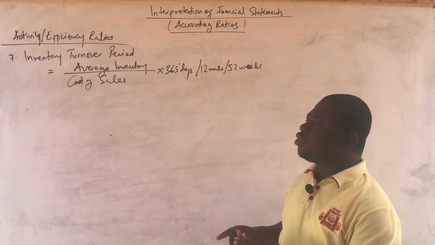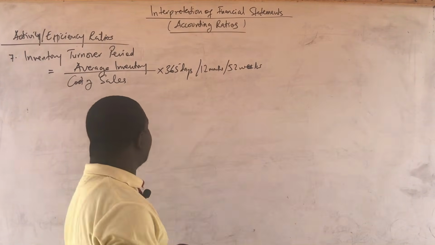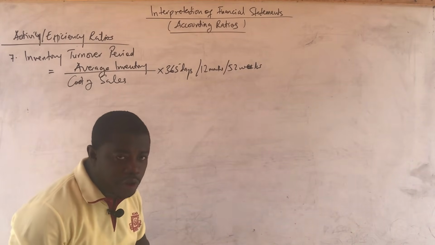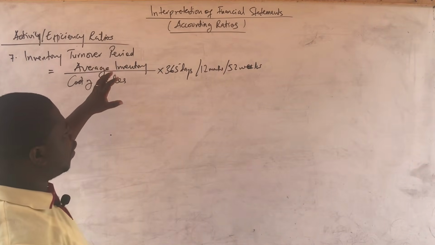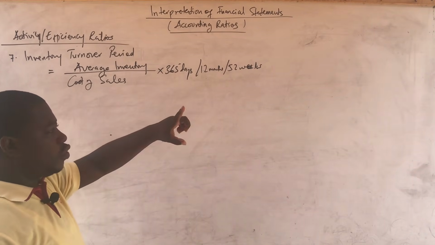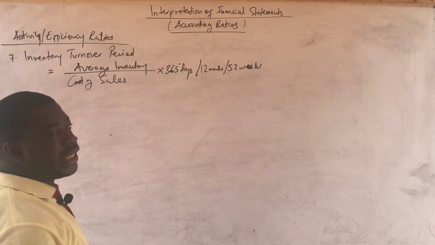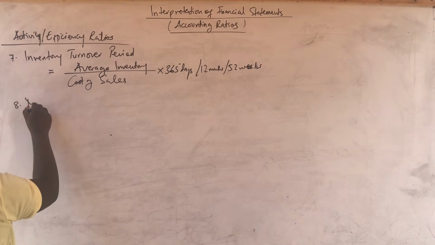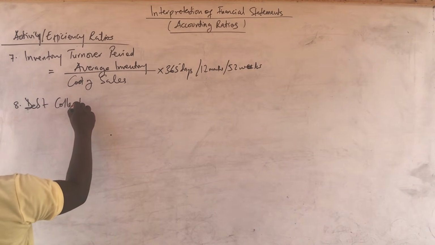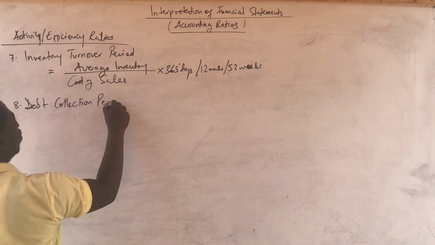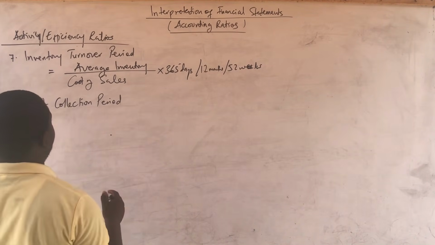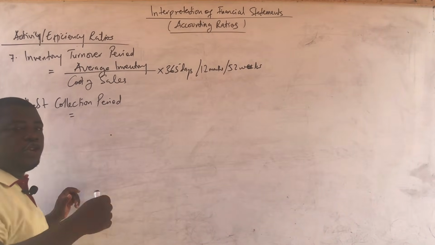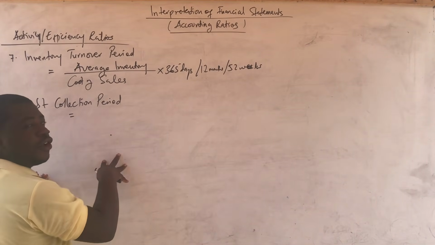Okay, so once you have your inventory turnover period, the next item of concern, of course, I'll come back to rate of stock turnover, which is going to be a different formula. That is not going to be in days. That is going to be times. So I'll come there. But let me deal with the days first. So we can also have what we call debt collection period. Debt collection period. How long it takes for you to be able to retrieve your debt from your debtors.